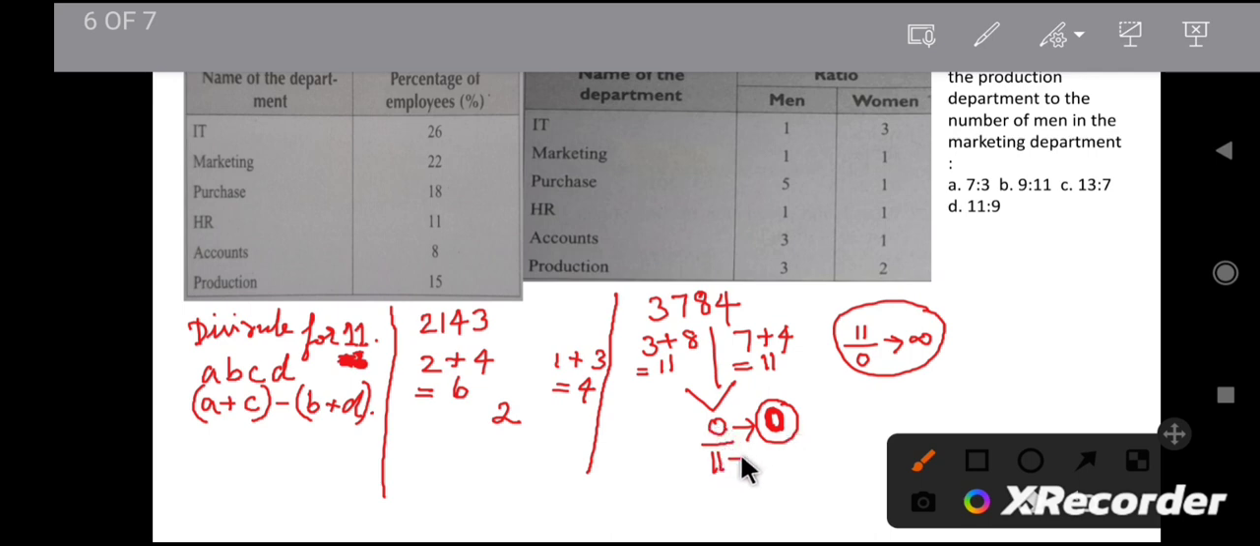What are some other possible numbers? 0, 11, 22, 33. So multiples of 11 we can get. Along with that, if we get 0 as the answer, then we can say that it is divisible by 11. So this is one important condition which you need to know, that if the difference is 0, then that is also divisible by 11. Therefore this number is divisible by 11.